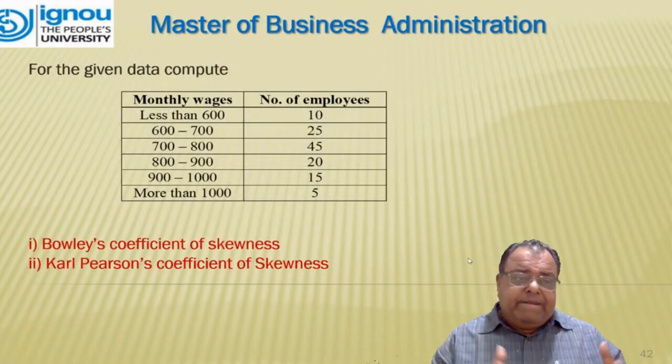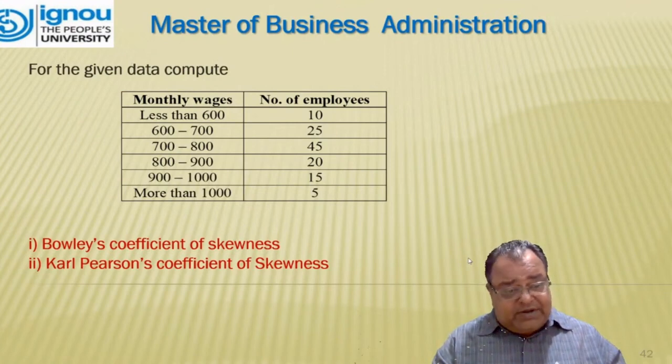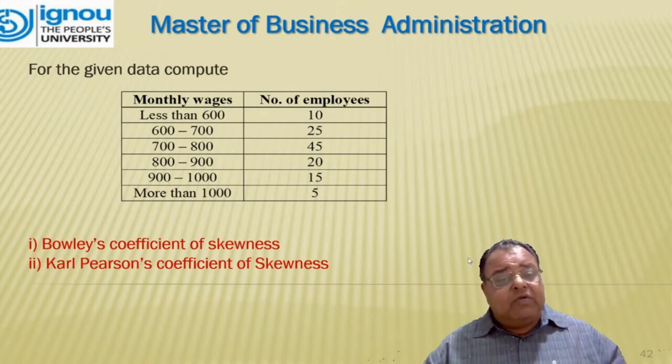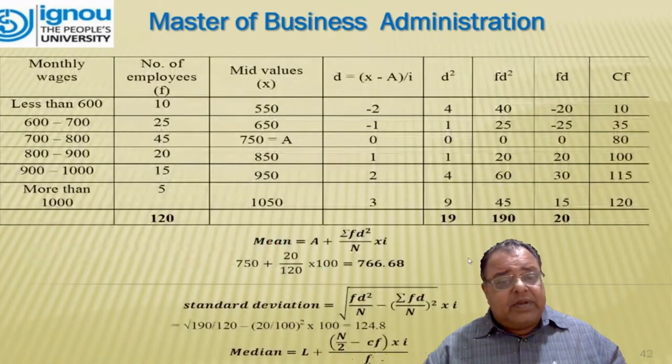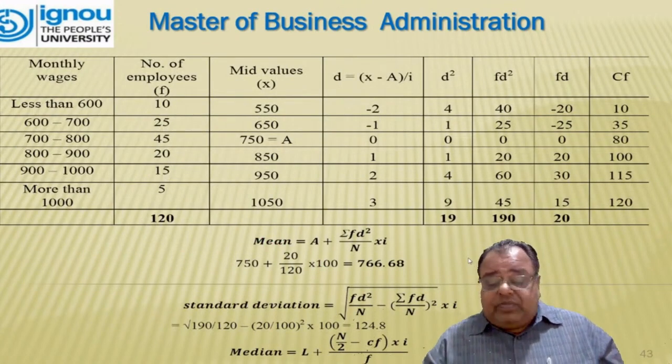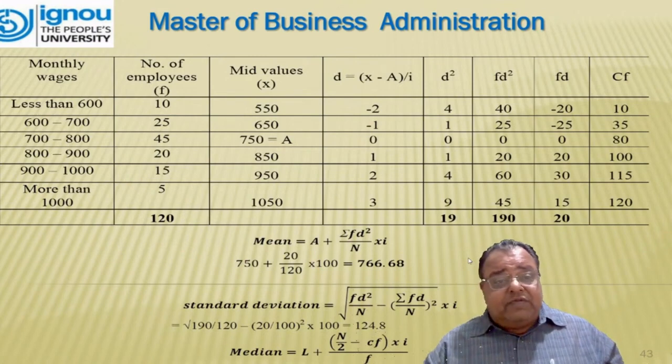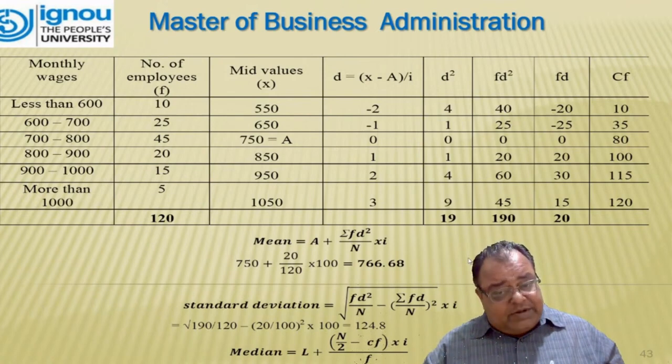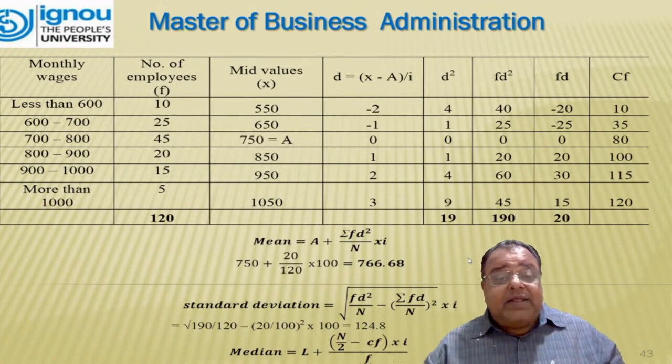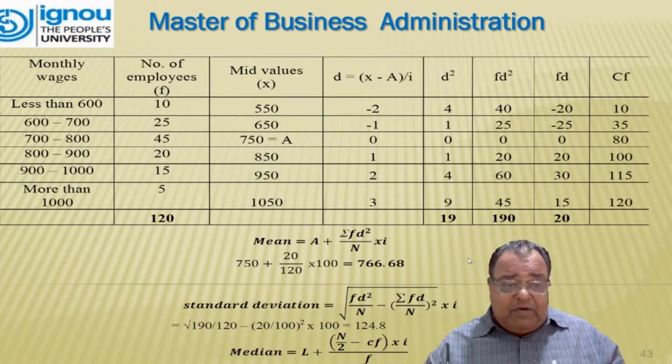Now, for the given data, we have to compute Bowley's coefficient of skewness and Karl Pearson's coefficient of skewness. Data is given to us, so we have to convert this into our application. This is a broad way of solving, because we are given only monthly sales, monthly wages and number of employees. So we have to calculate standard deviation, mean, median, then we will apply the skewness formula.